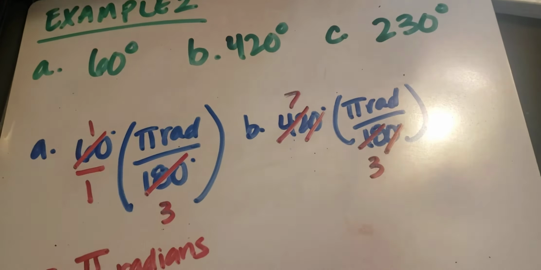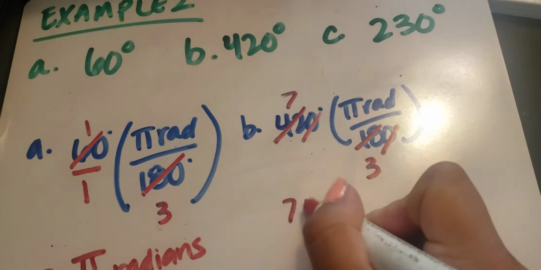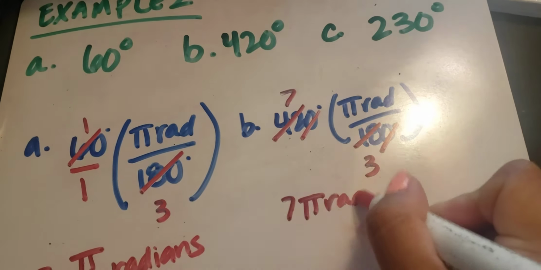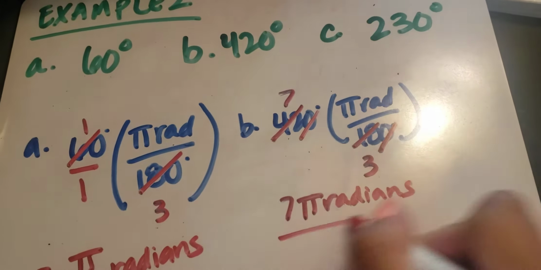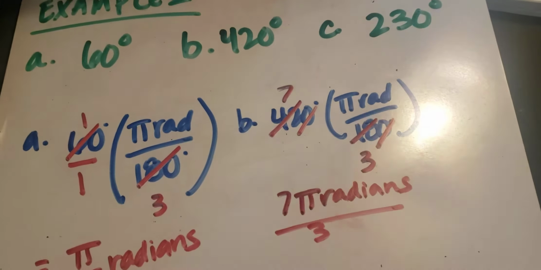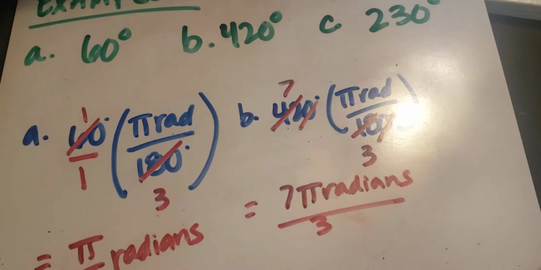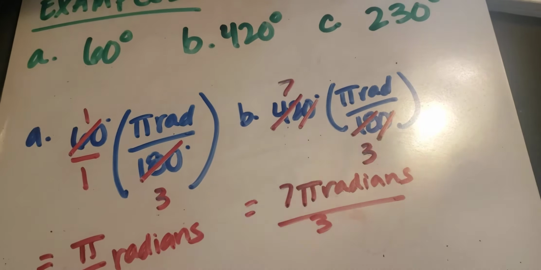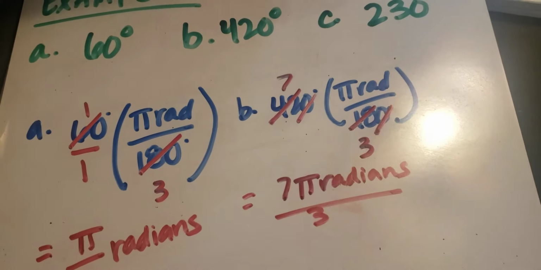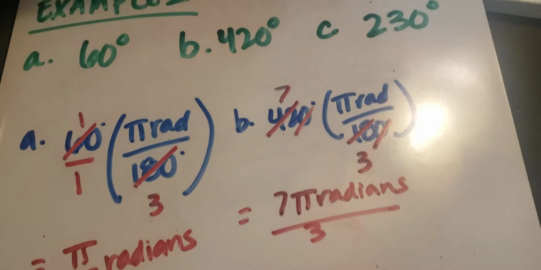Okay, so my final answer here would be 7 pi radians, okay, over 3. Okay, and then that's my answer for part B. Okay. And they want it in pi form, so you leave it as pi. So again, you don't need a calculator. All right, then the last one for C.